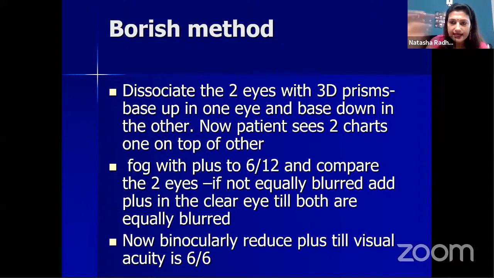Now, if you isolate the line on the Snellen chart, the patient will see two charts, one on top of the other. You fog with plus 0.75 to 1 and then compare the two eyes. If it's not equally blurred, you keep adding plus in the clear eye till both are equally blurred. And then binocularly you reduce the plus. So if you have given a +1, you binocularly reduce it 0.75, 0.5, 0.25 till the visual acuity is 6/6.